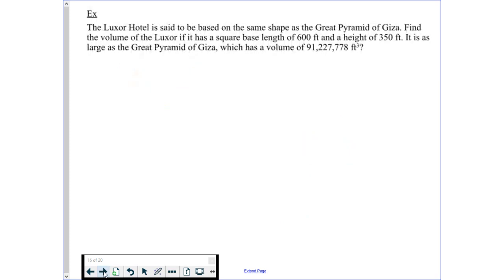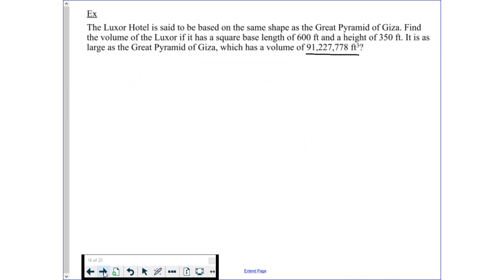Okay, now we have this question. As you guys know, on the Strip we have the Luxor Hotel. The Luxor is said to be based on the same shape as the Great Pyramid in Giza, Egypt. Find the volume of the Luxor if it has a square base of 600 feet and height of 350 feet. It is not as large as the Great Pyramid of Giza, which has a volume of this much. So we are going to compare it to the original pyramid in Egypt.